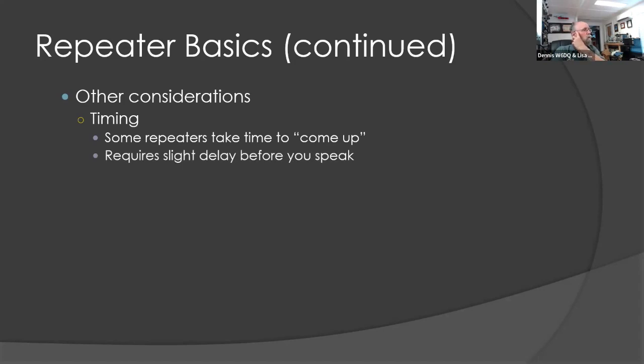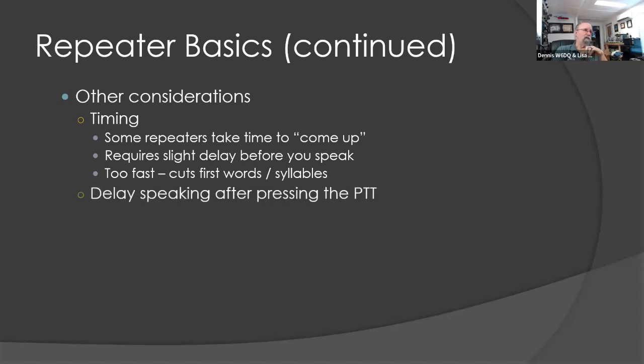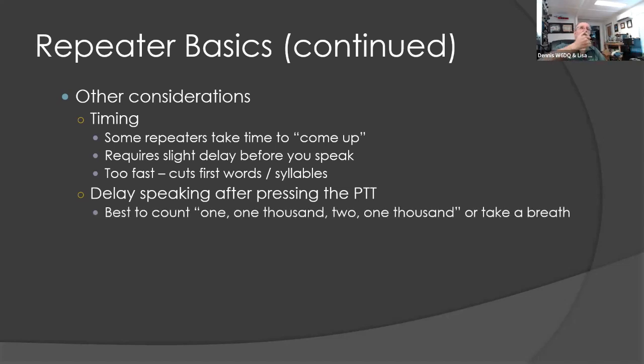So what it requires of you as the guy transmitting is to wait a few moments. If you talk too fast, you're going to cut off the first words or syllables. But what you want to do is delay after pressing the PTT. And a good practice is to take a breath. This is W6DQ. I paused. I took a breath. I paused. Or I'll think to myself, 1000, 1000. Start talking. Take that break. Don't immediately talk when you key the repeater up.